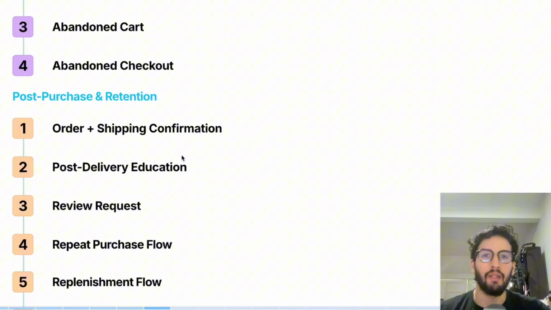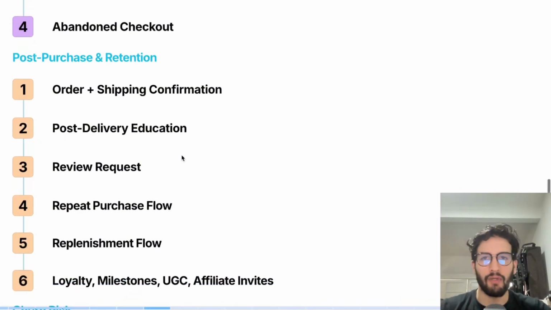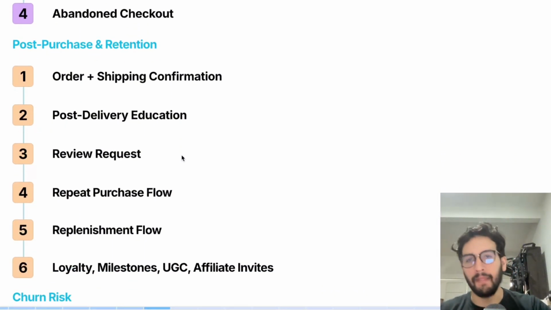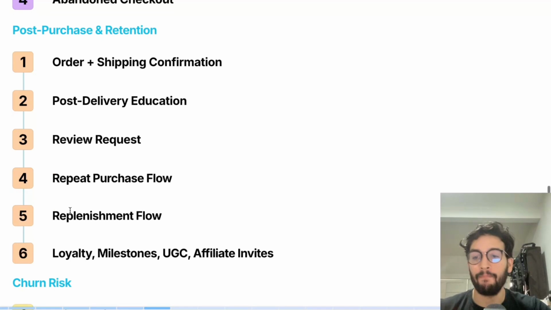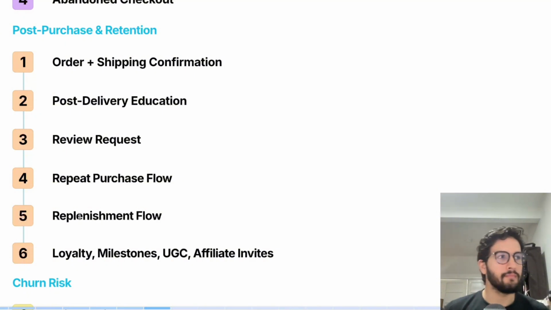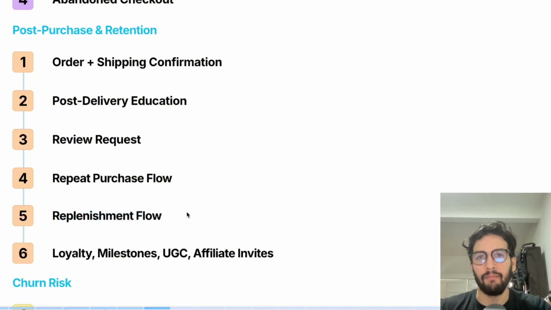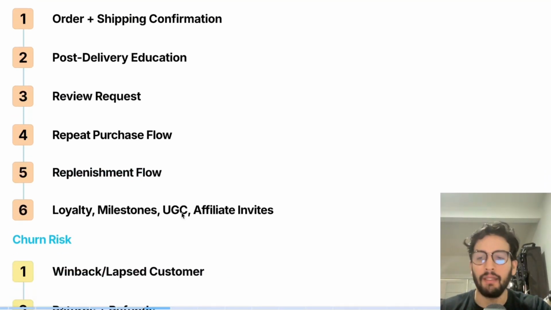We've got order and shipping confirmation, post-delivery education, review request, repeat purchase flow. For example, it's kind of the same as the post-delivery, but for the repeat customers. Replenishment flow: if you're selling luggage or a sofa, whatever, then this doesn't really make sense for the most part. If you're selling supplements, skincare, then it does make a lot of sense, right?